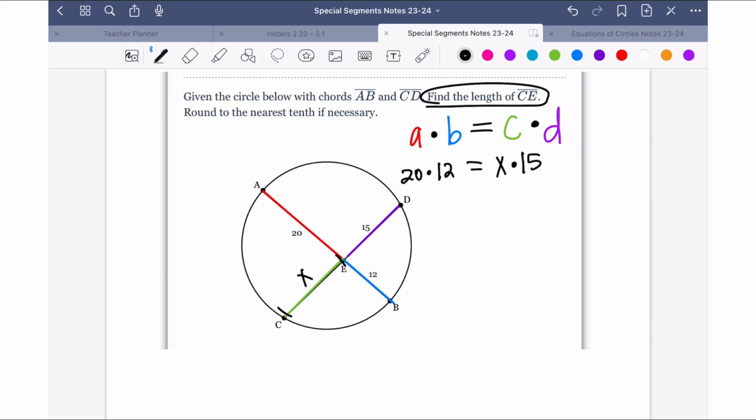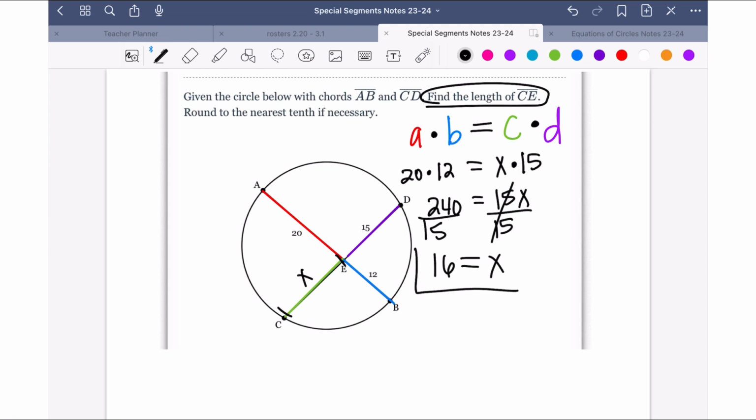X equals X times the other side, which is 15. Okay, and our formula is ready to go. We are going to do some algebra and some math. So 20 times 12 on the left is 240, equals X times 15, which is just 15X. And then our algebra skills tell us to cancel everything around X. So the opposite of multiplying is dividing both sides. We take 240, divide by 15, and I get 16 exactly.